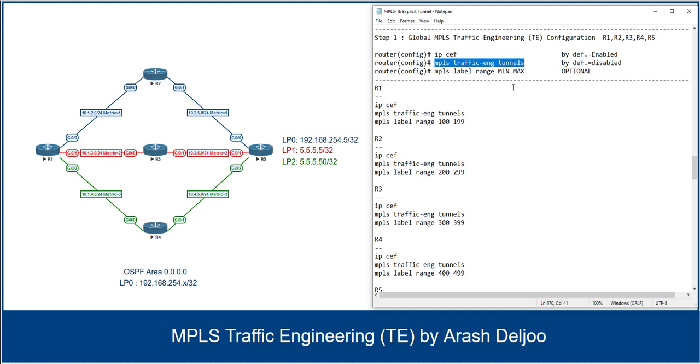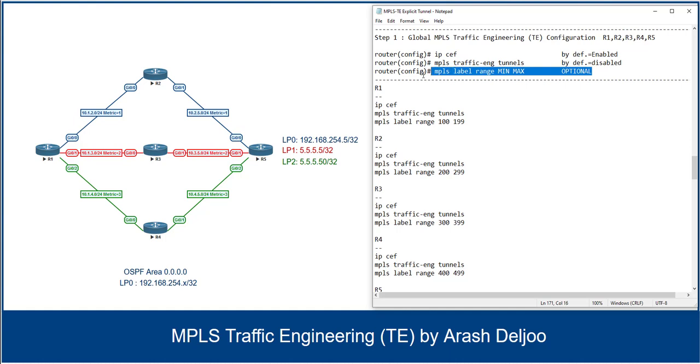You know that for all MPLS functions, CEF should be enabled, and this is enabled by default. Because of that, it is not mandatory to use the ip cef command, but you need to ensure that CEF is enabled on the IOS. But the mpls traffic-eng tunnels command should be configured. This is disabled by default.